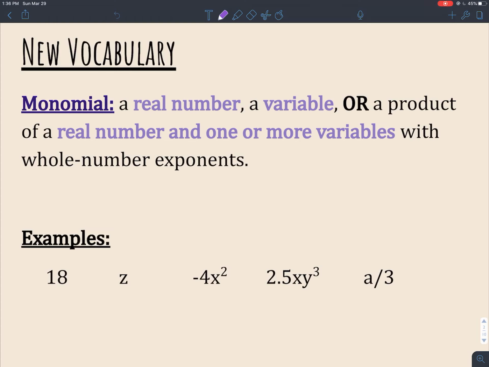And if you notice, we have some examples. We have an example of a number. This is a variable. And then all of these are a combination. So everything is a product. This one here, a over 3, is also a product, because that is the same thing as multiplying 1/3 by a. So that is also a product.